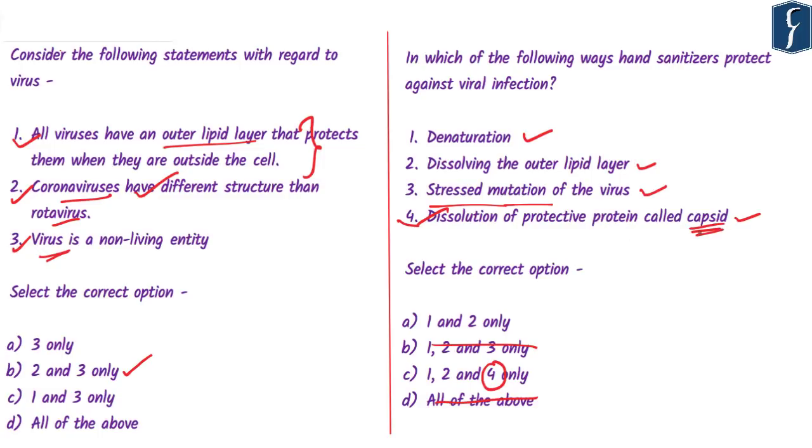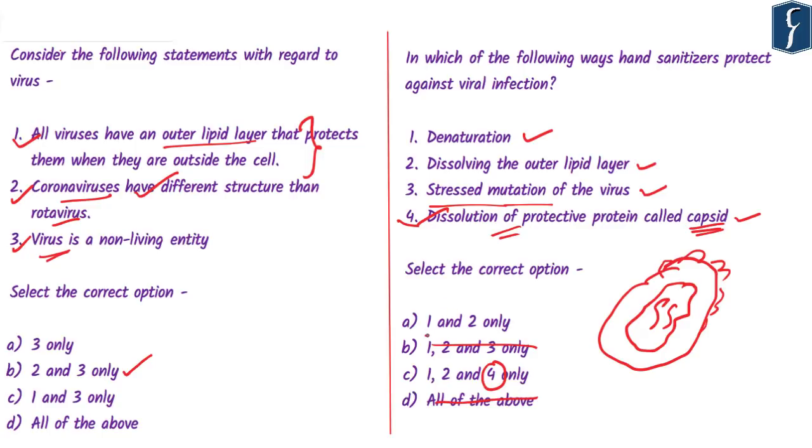This is not done. Actually, dissolution of the outer layer is done. There is nuclear material, then there is a protective layer of protein called capsid, and then there is an outer lipid layer. Outer lipid layer is dissolved and not the capsid. So this statement is incorrect. Statements number 1 and 2 are correct. Answer would be option A.